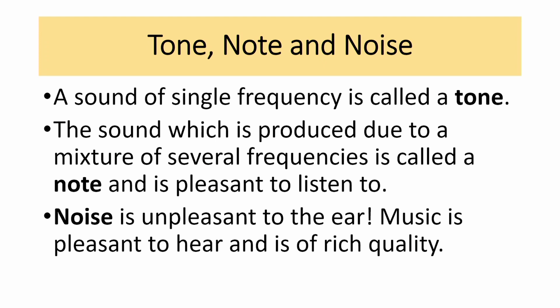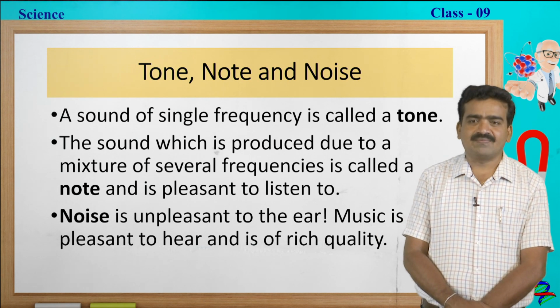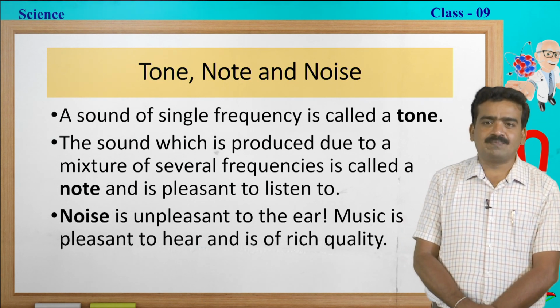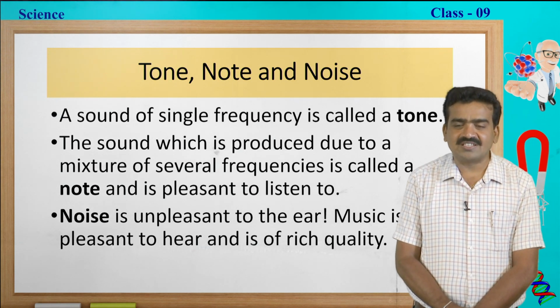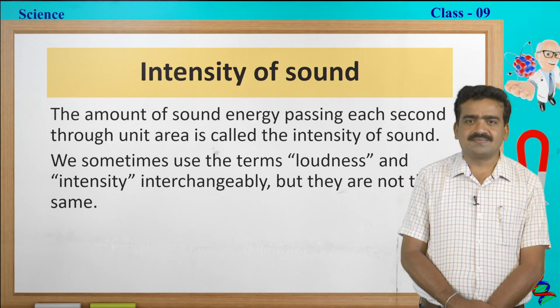Then what is a note? The sound produced due to a mixture of several frequencies is called a note. If different instruments are played at the same place, like an orchestra, there we find a note, because the sound is produced due to a mixture of several frequencies, and it is pleasant to listen to. You know that noise is unpleasant to the ear, and music is pleasant to the ear and of rich quality; you already learnt this. Now, let us learn the intensity of sound.